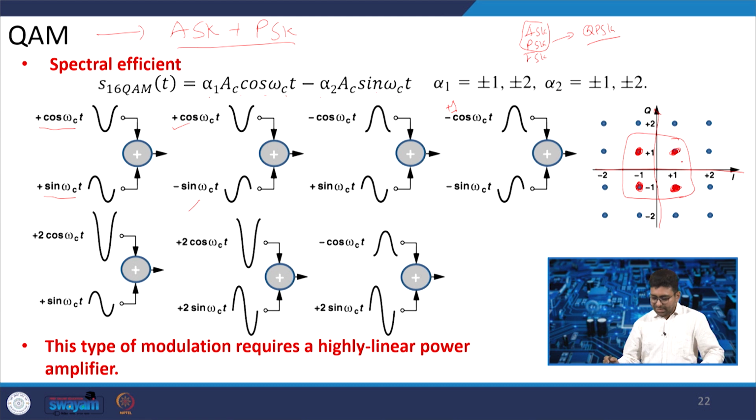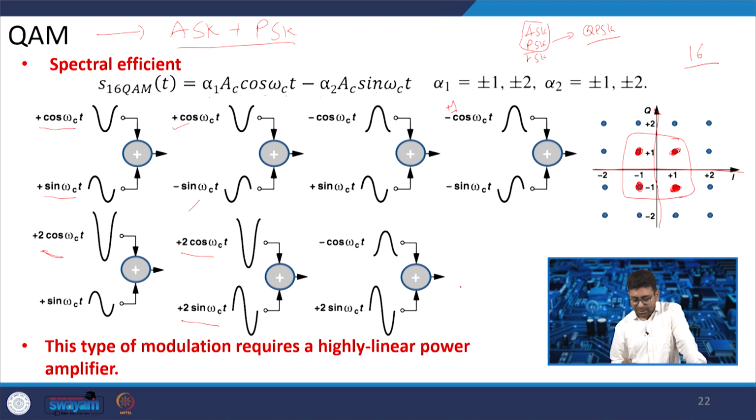Now, if we try to do the I plus and I minus, because there are 4 variables, we will get 16 combinations, and there is an amplitude change. So, you can see the amplitude has changed. This is sin omega ct with the same amplitude, and the cos amplitude has been changed. Again, the cos omega ct and sin omega ct have different amplitudes.